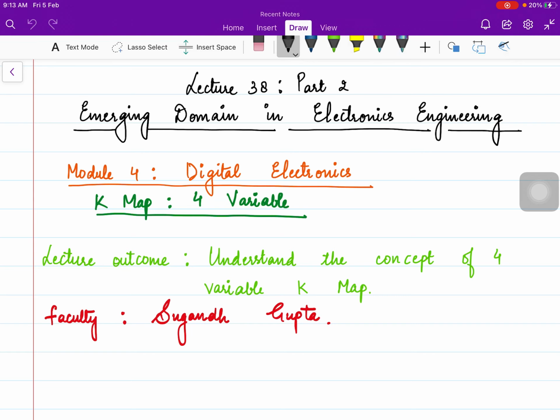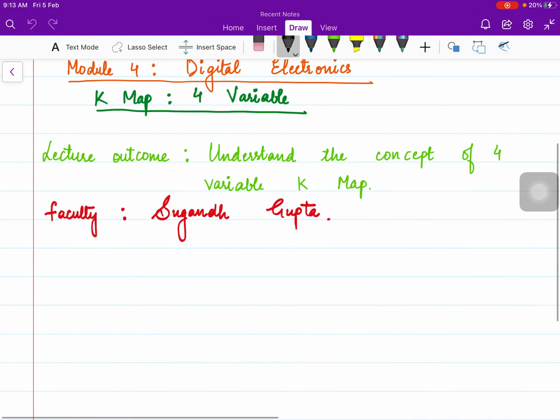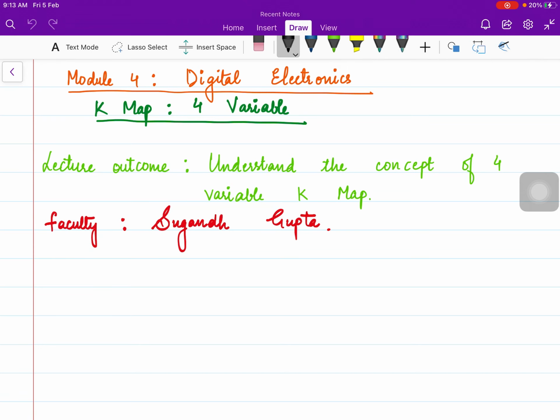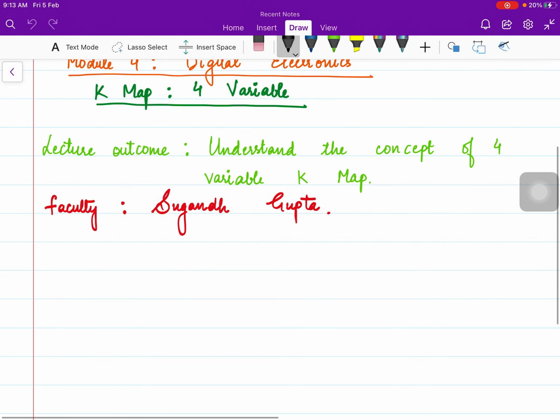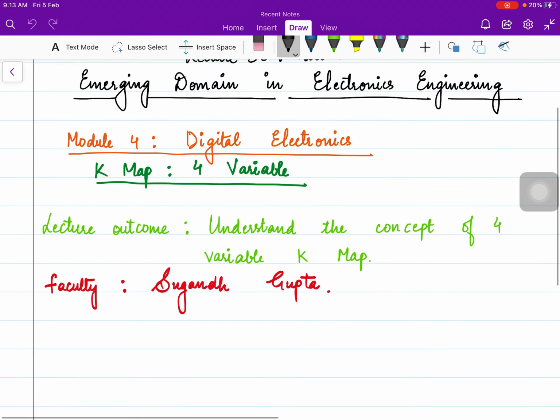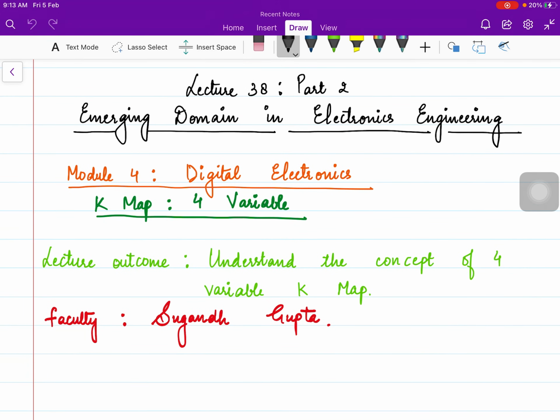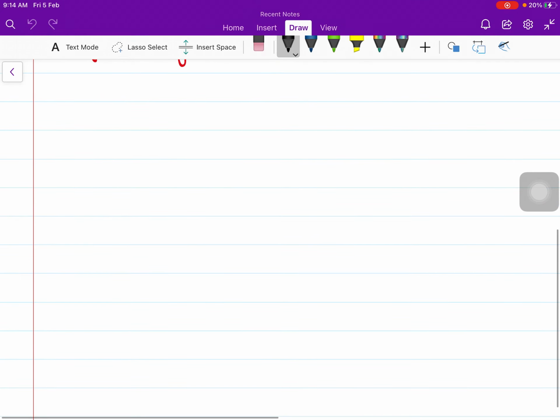So let's start with the question. First of all, I will make you understand the structure of a 4 variable K-map. As we have learned in the previous lecture, tell me how many blocks you will draw in a 4 variable K-map. If you remember, the number of blocks will be 2 raised to the power 4, that is equal to 16 blocks.